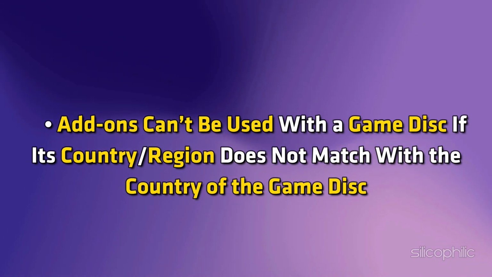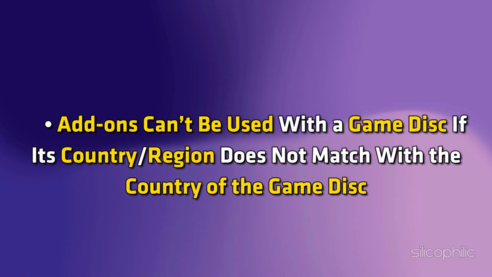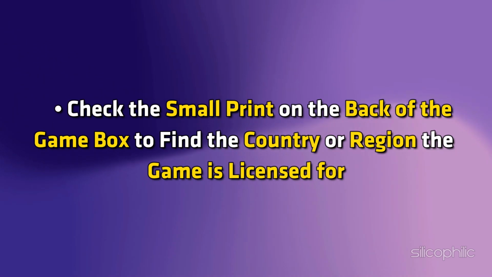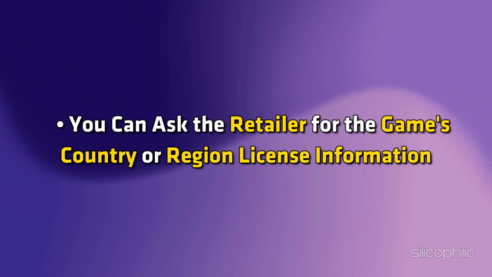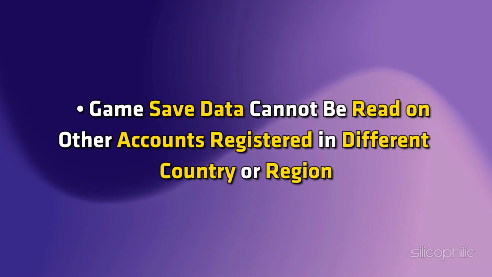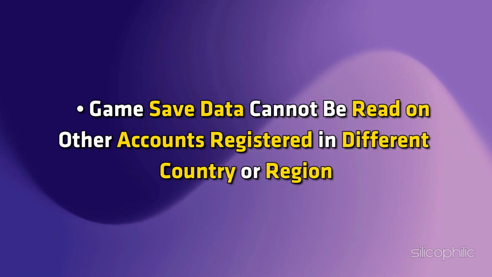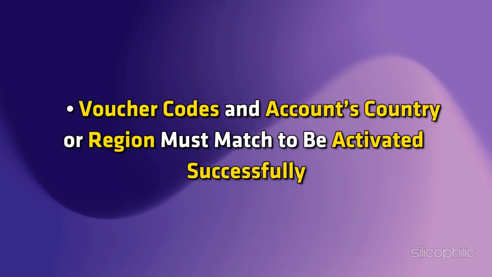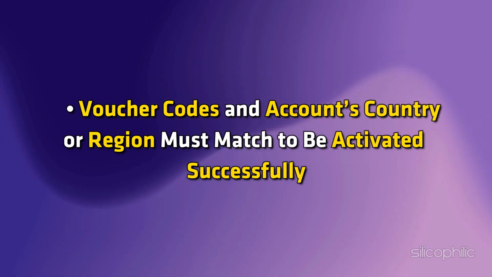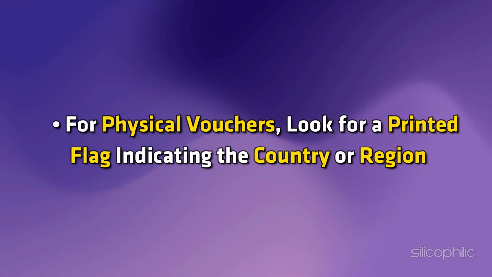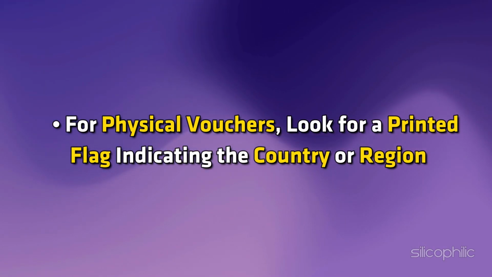Add-ons can't be used with a game disc if its country or region does not match with the country of the game disc. Check the small print on the back of the game box to find the country or region the game is licensed for. You can ask the retailer for the game's country or region license information. Game save data cannot be read on another account registered in a different country or region. Voucher codes and account's country or region must match to be activated successfully. For physical vouchers, look for a printed flag indicating the country or region.